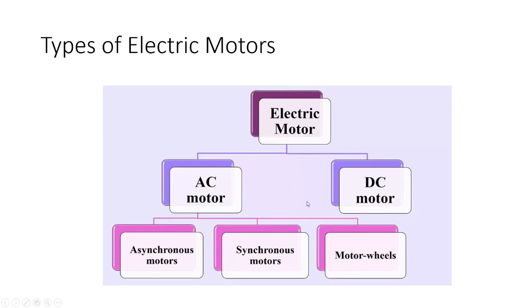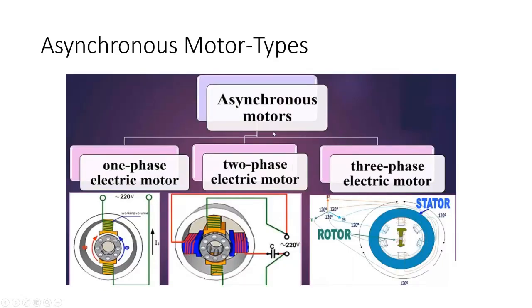If you talk about AC motors, they are further classified into these categories: asynchronous and synchronous motors, and also motor wheels. So let's look at them. What do you mean by asynchronous motors? When we talk about asynchronous motors, it is basically single phase, two phase and three phase motors: the single phase induction motor, two phase induction motor and three phase induction motor. So what do they have?